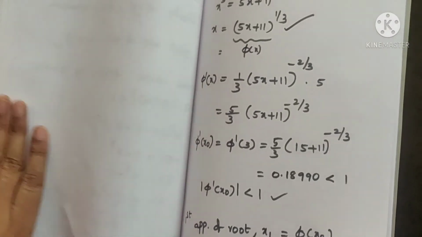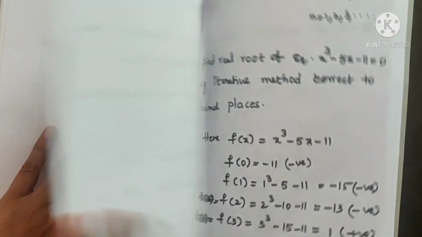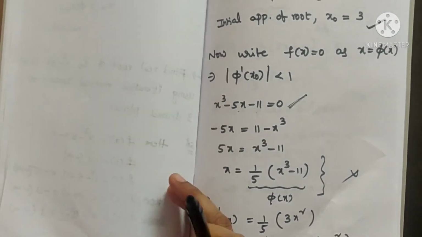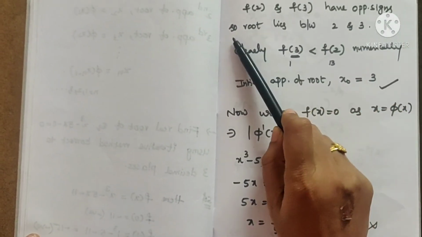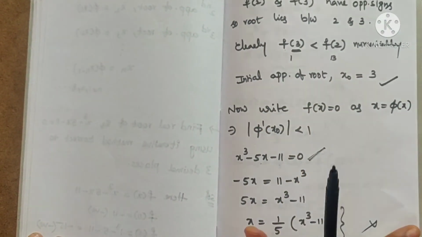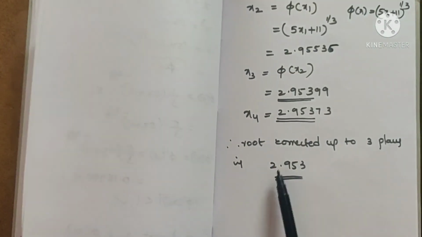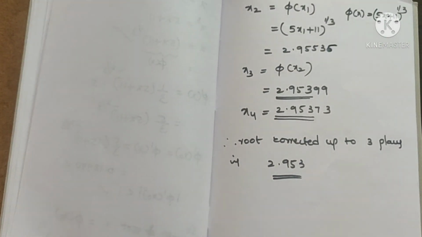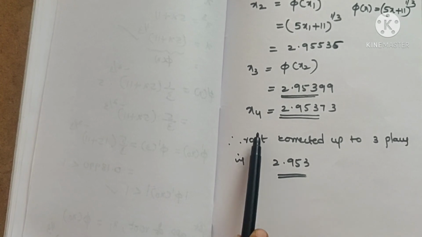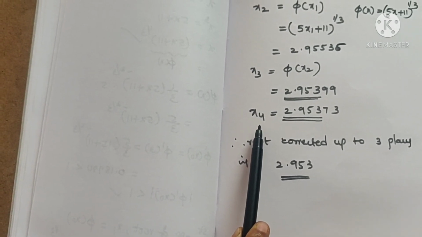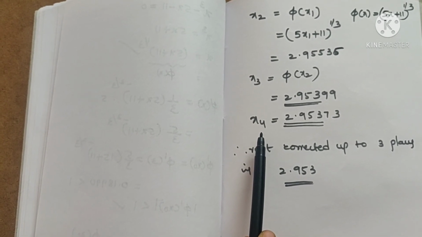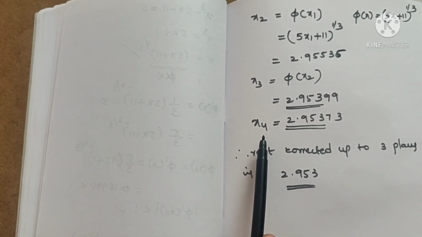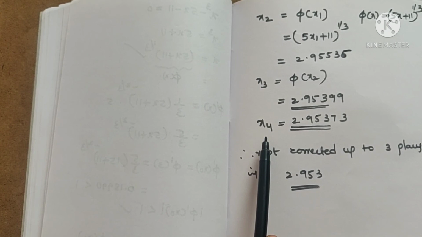In the starting of the problem, by the intermediate value property, f of 2 and f of 3 have opposite signs, so the root lies between 2 and 3. So clearly 2.953. What you observed is that in iteration the process stops with the fourth approximation itself. That means in iteration, convergence towards the root is much faster compared to bisection and regula falsi.